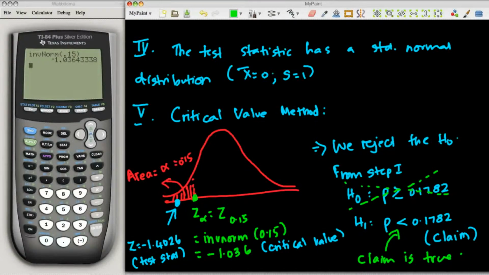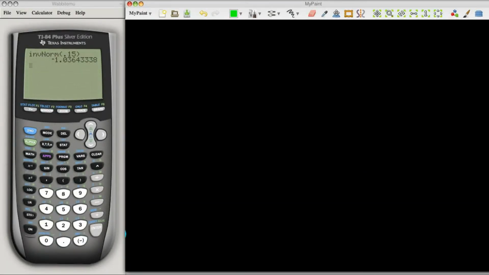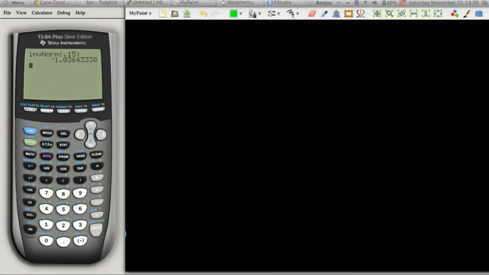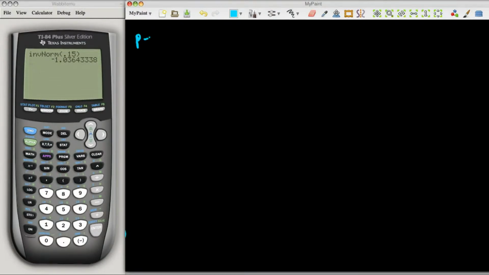It is true with some probability. So that is the critical value method. You could also find a conclusion using a p-value method, and if you choose to do a p-value method, we find a p-value.